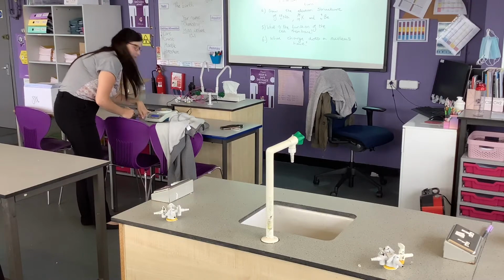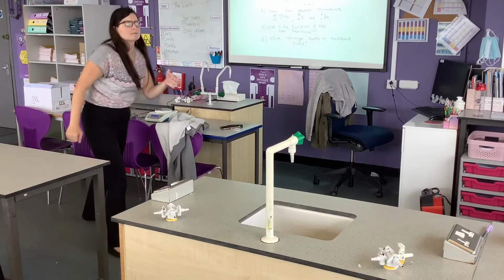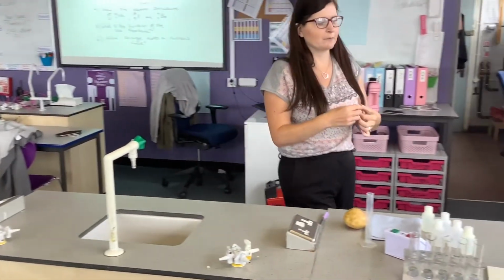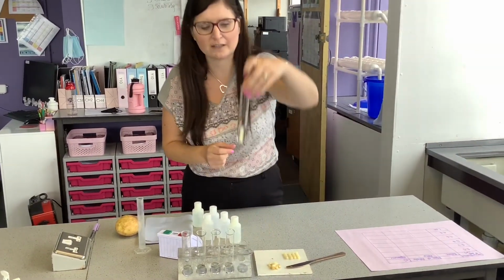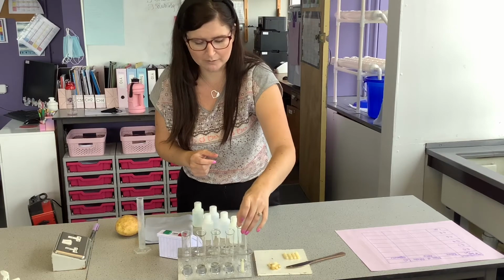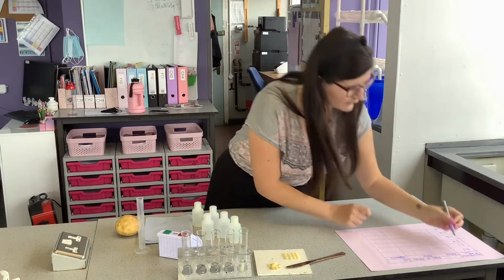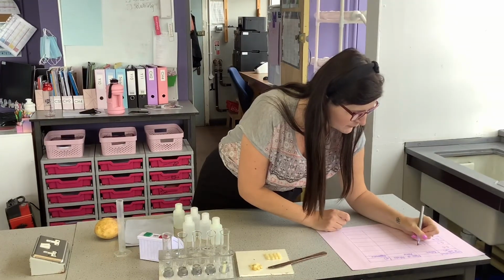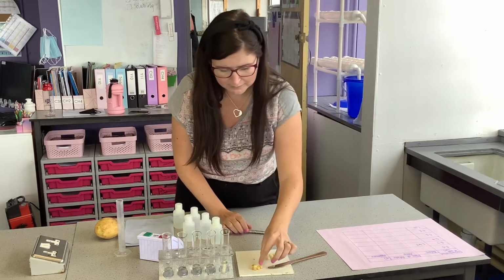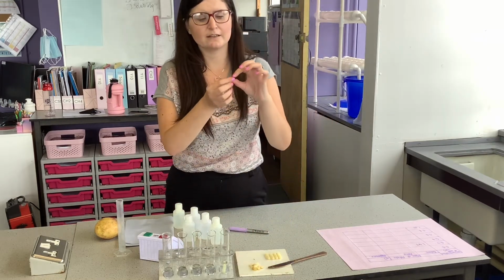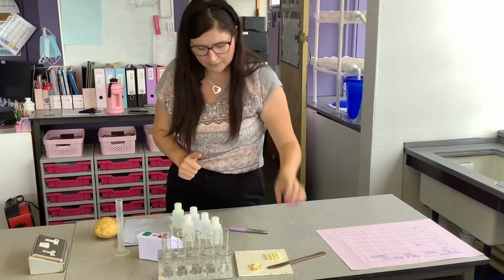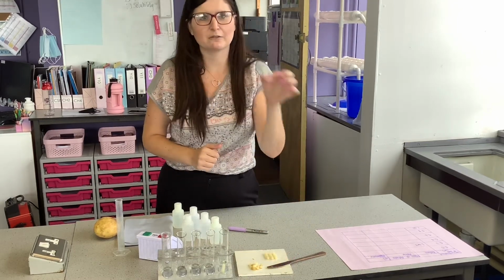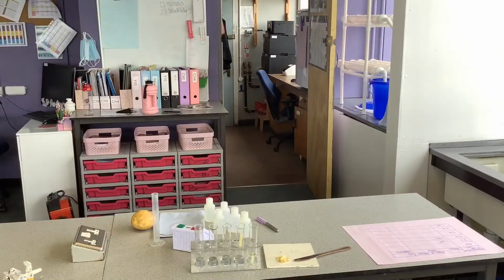I'm going to take my potato and weigh it. So this potato is 1.47 grams. And then I'm going to place it in my 0.2, making sure that it is covered by our salt solution. And then I'm going to write down 1.47 grams. One thing to make note is that I've taken the skin off the potatoes because it will affect our results. And I'm going to go do the exact same now for the others.